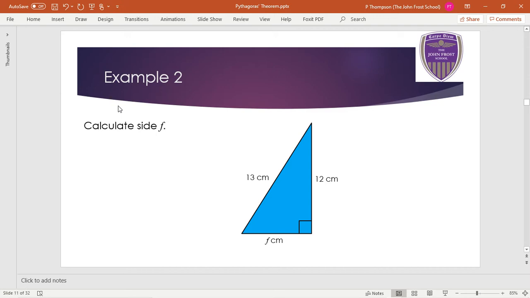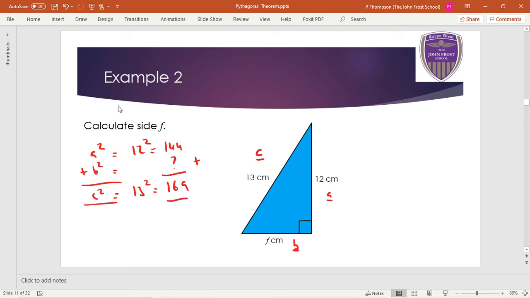Welcome back then. So here are my labels: c, b, a. Again, a squared add b squared gives you c squared. A squared, I can do: 12 squared is 144. B squared, I don't know yet. C squared is 13 squared, which is 169.